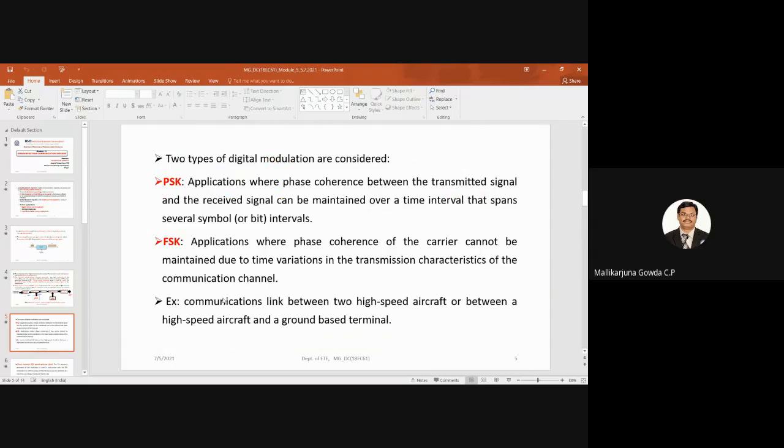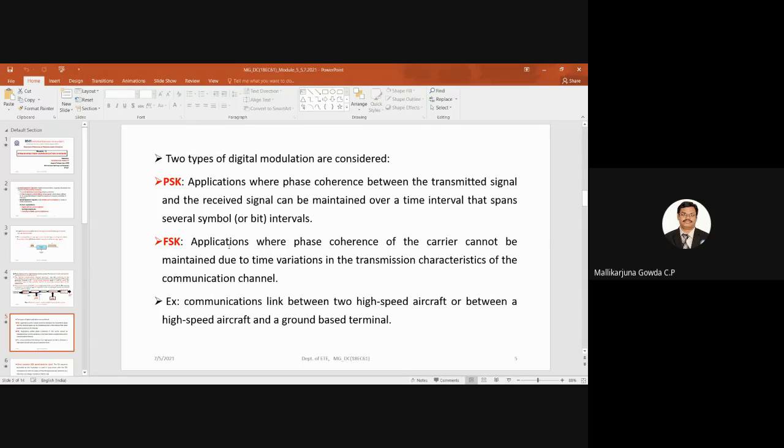As I already said, we use two types of modulation techniques preferred in spread spectrum communication: phase shift keying and frequency shift keying. We use PSK in applications where phase coherence between the transmitted signal and the received signal can be maintained over a time interval that spans several symbol intervals. In such cases, we prefer phase shift keying.